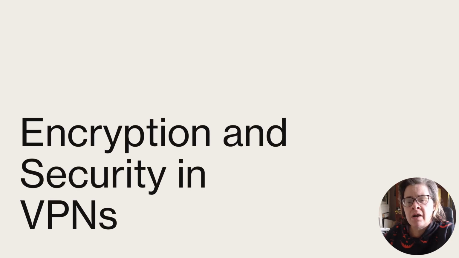VPNs rely on robust encryption and authentication to secure data. The following section examines how encryption protects data packets, the methods used for authentication, and strategies to mitigate potential vulnerabilities. And VPNs can be very vulnerable too, so that's something you should think about. There are mitigation strategies you can use to help prevent that.